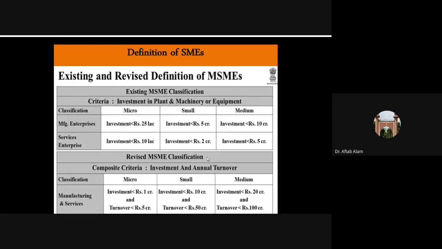Okay, so this is how SMEs are defined and classified. Okay, is this clear to you, students?